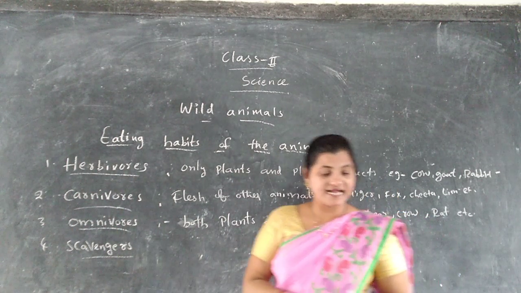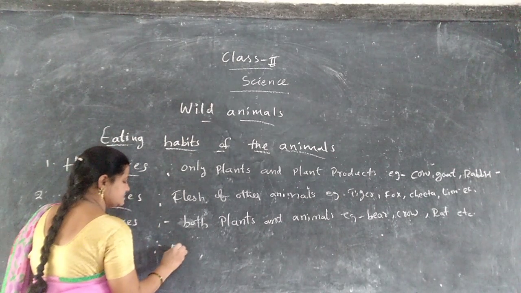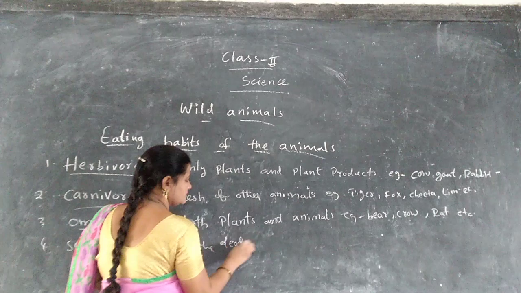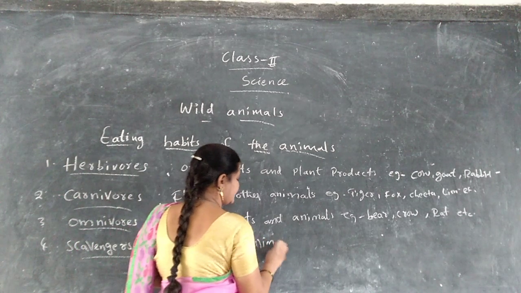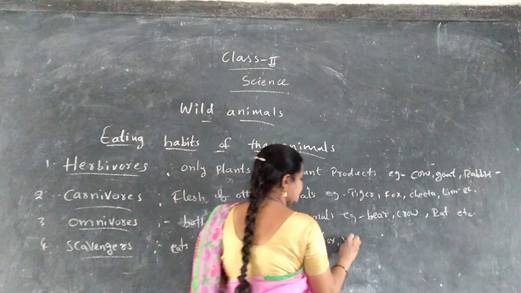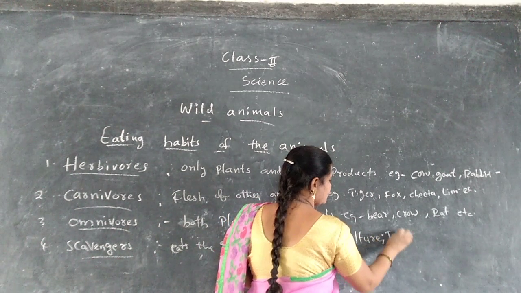Scavengers eat the dead animals and keep the forest clean. For example, jackal, vulture and fox. For example, fox, vulture, jackal, etc.